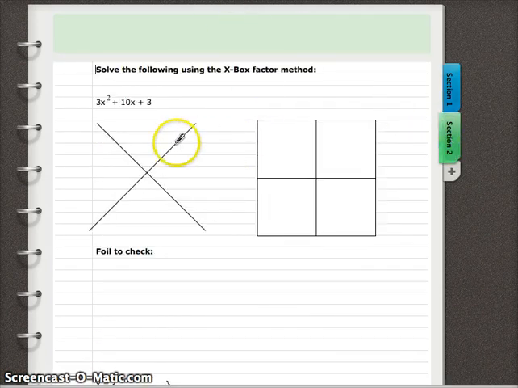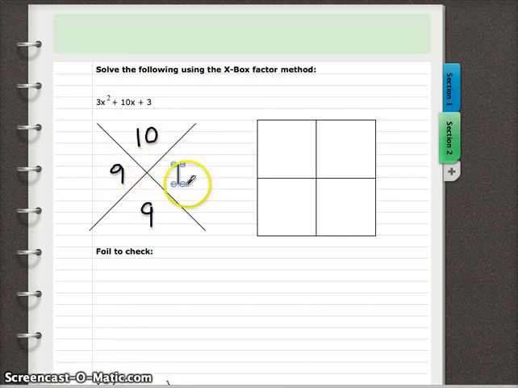Alright, here's our next one. B goes up top. A times C goes on the bottom, so 3 times 3 is 9. So factors of 9 that add up to 10. 3 and 3. That would not add up to 10. 9 and 1. Oh, there we go.